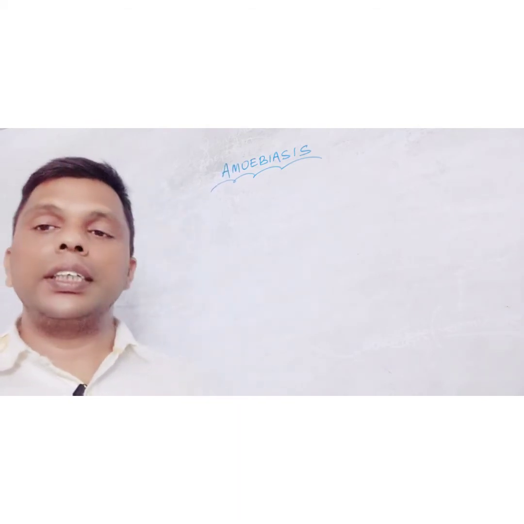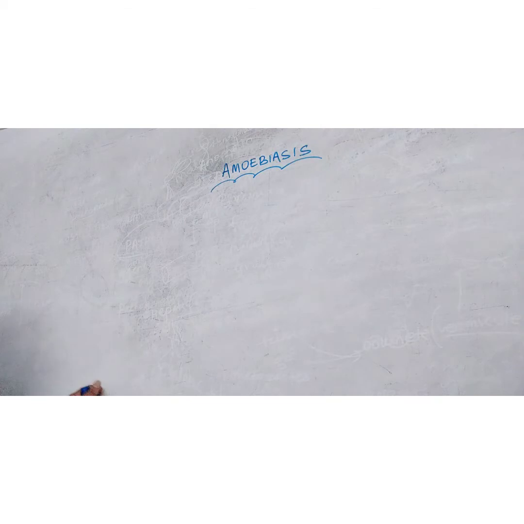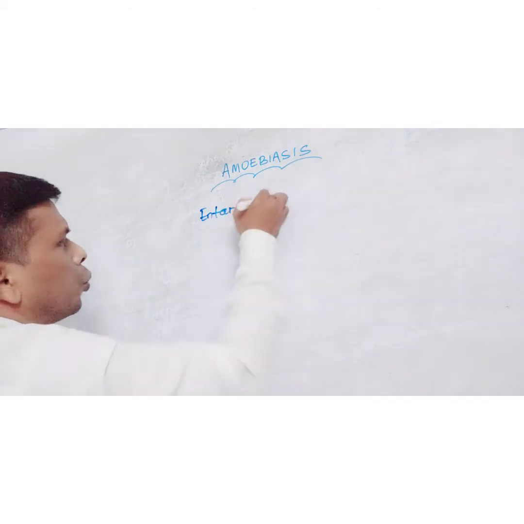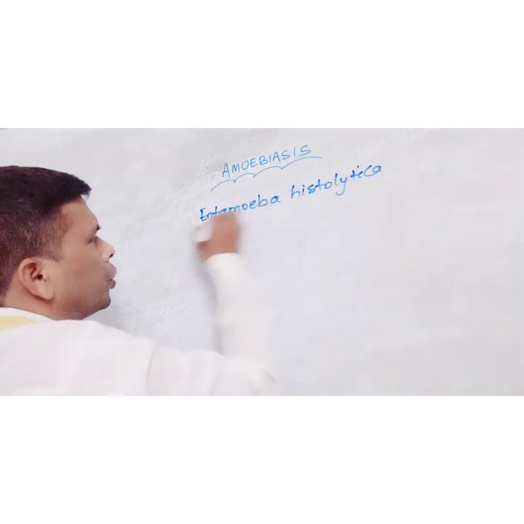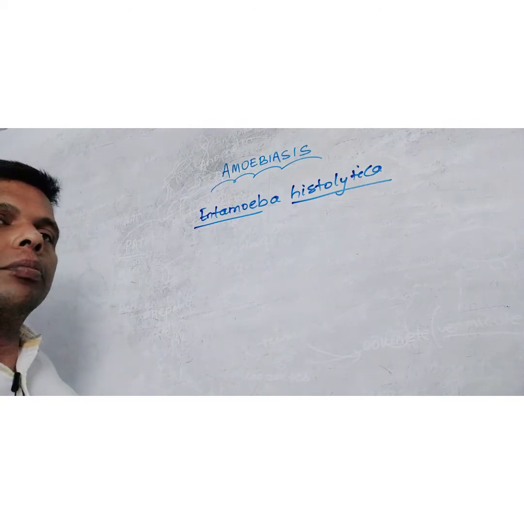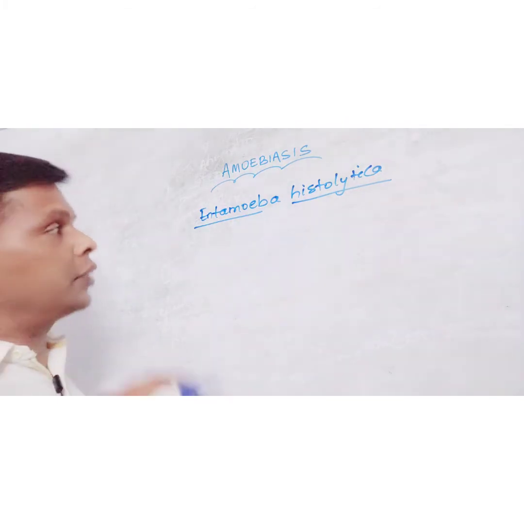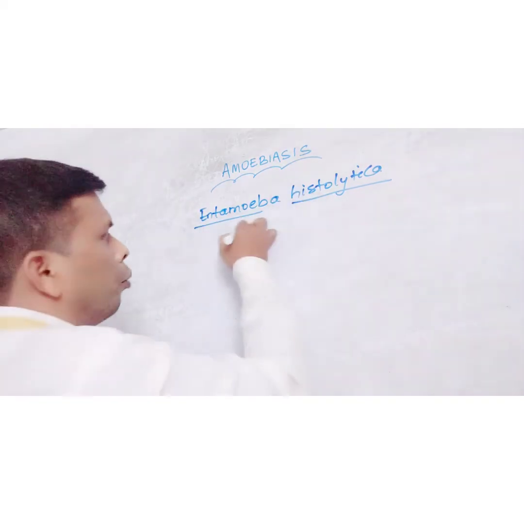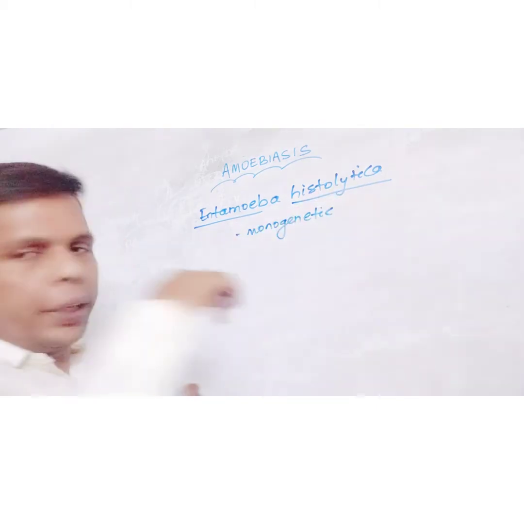Amoebiasis is caused by another protozoan parasite, that is Entamoeba histolytica. It is believed to cause amoebiasis or amoebic dysentery. The parasite is monogenetic in nature, but in case of malaria, Plasmodium is digenetic. We have already studied it. It is monogenetic. A single host is sufficient to complete its life cycle.